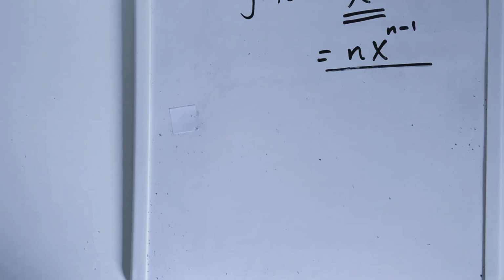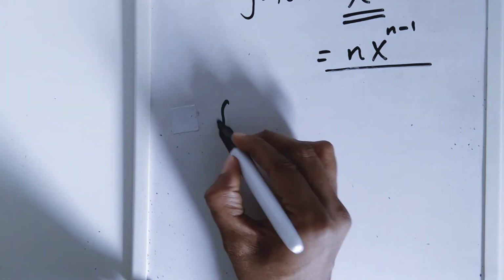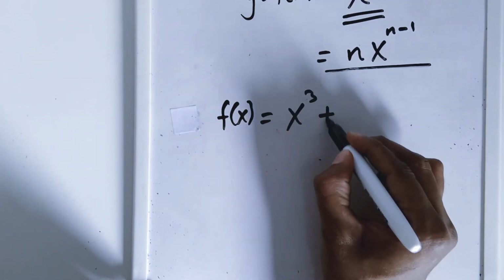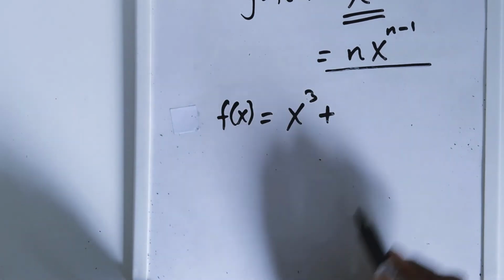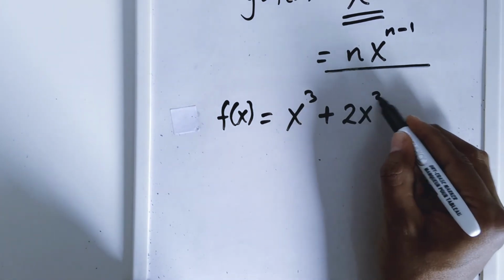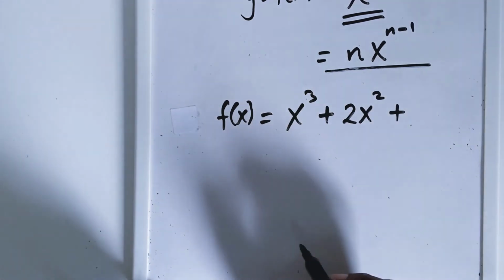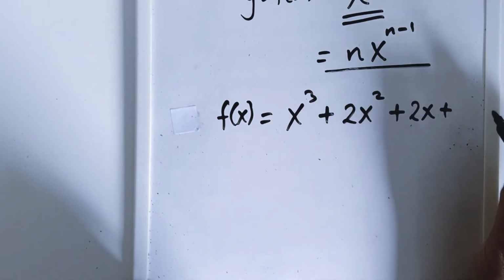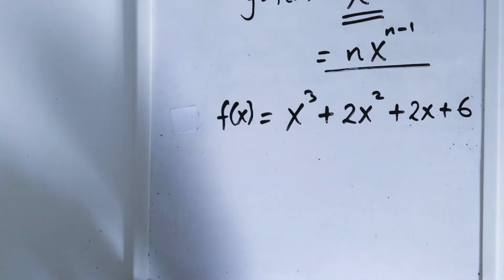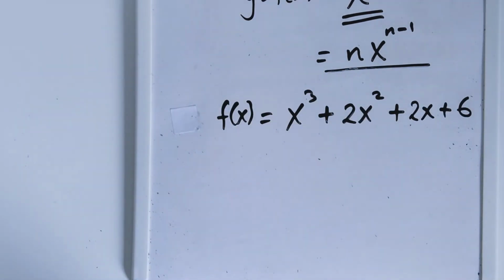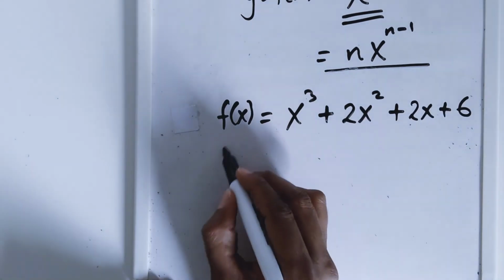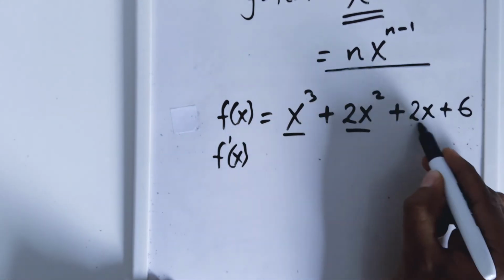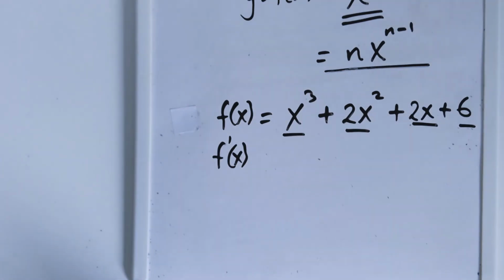let us do one more example. Say you have the function f of x is equal to x to the power of 3 plus 2x to the power of 2 plus 2x plus 6. So in order to find the derivative of this function, we have to take the derivative of each term separately and then add all of them together.